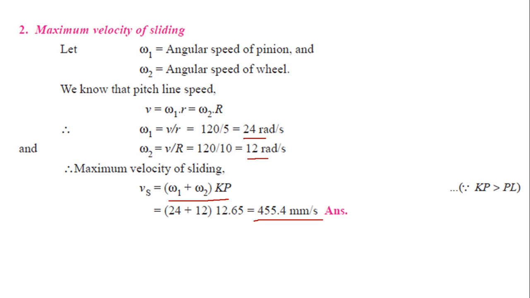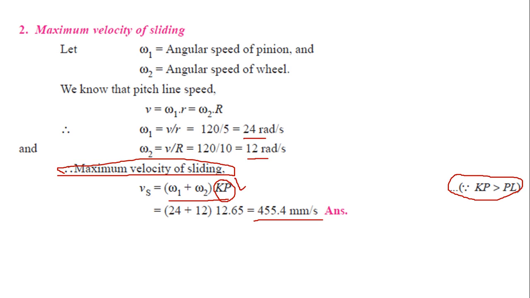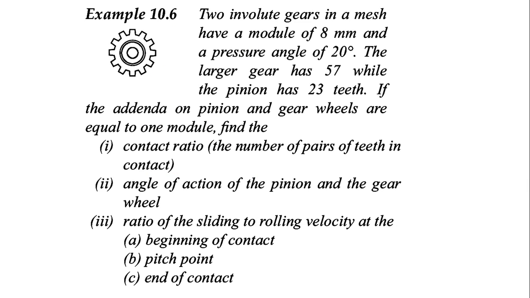Okay. So here, for the maximum velocity of sliding formula, you have to take omega 1 plus omega 2 into the value which is higher. Here what you are getting is KP greater than PL, that is, path of approach is greater than the path of recess. So whichever is higher, that you will take. So here we will take it as KP. Generally the path of approach is the higher value. Next, take the next problem.